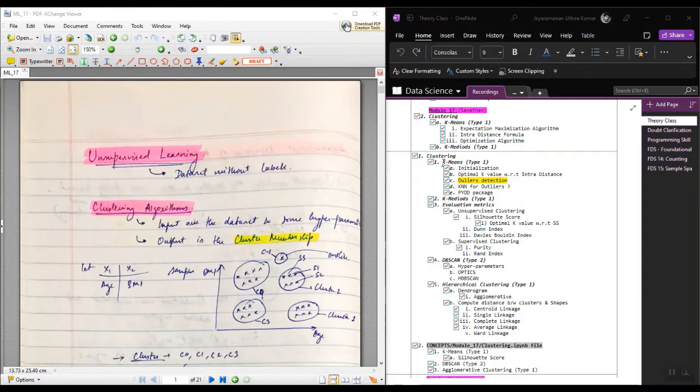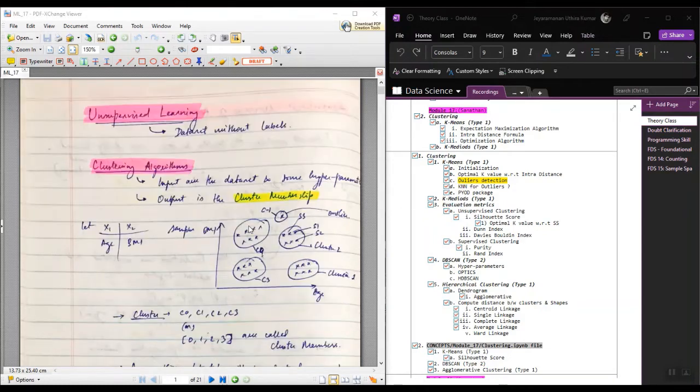To do that, we use an algorithm called clustering algorithms. Clustering algorithms are algorithms in which the inputs are basically the data set and some hyperparameters, which together work to get an output called cluster membership or clusters.